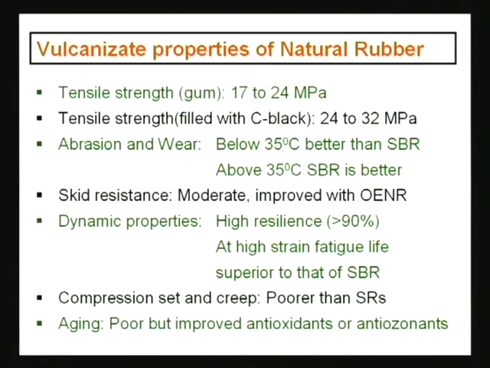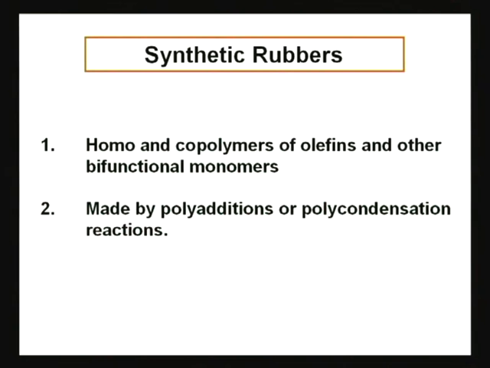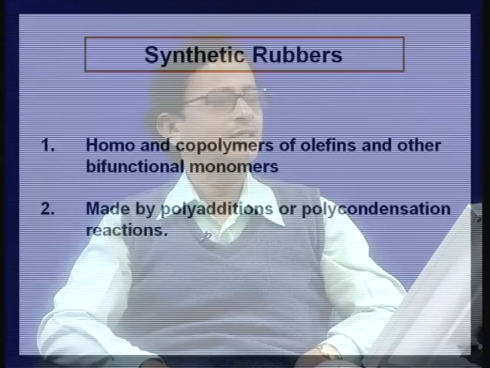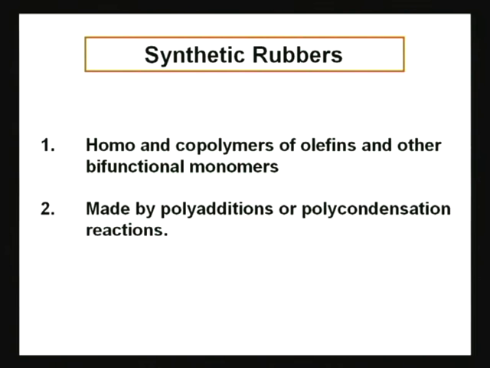Aging is poor, but improved antioxidants can prevent such aging characteristics. Synthetic rubbers, there are various polymers available as synthetic rubbers. These are homopolymers. Say polybutadiene is a homopolymer, styrene butadiene rubber is a copolymer, ethylene propylene rubber is a copolymer. Okay. So there are homopolymers and copolymers which are used as rubber, and they are made by polyaddition or polycondensation reactions of different chemical compounds for making a synthetic rubber.